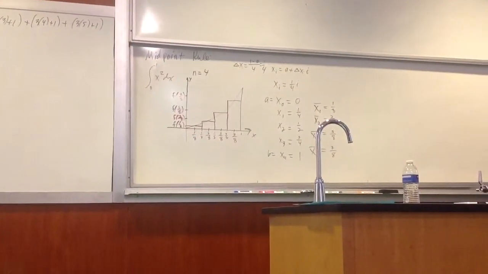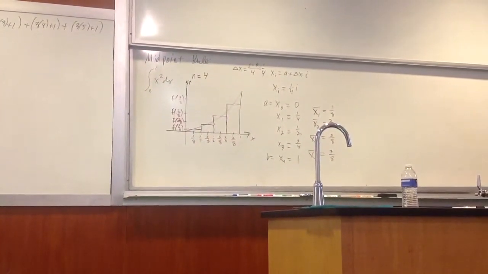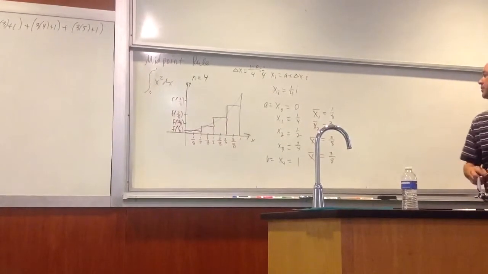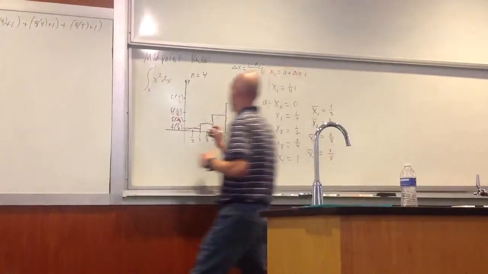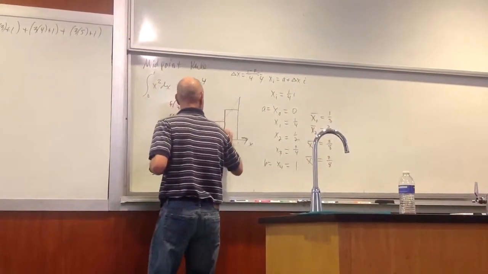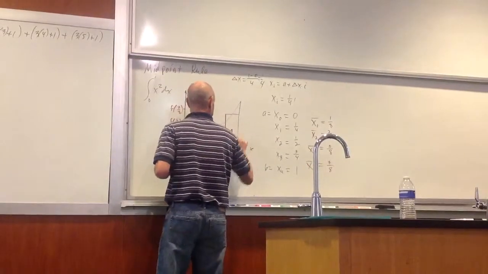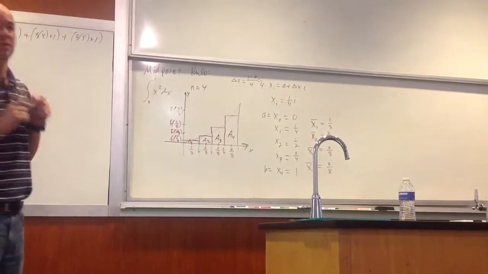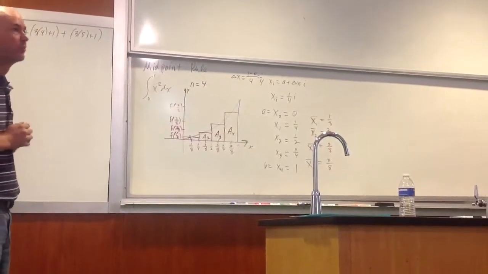And how many areas do I have? I have 4 areas in this case. This is base of 1, base of 2, base of 3, base of 4. Remember, we're trying to get 1/3. That's the actual answer, which we proved earlier.